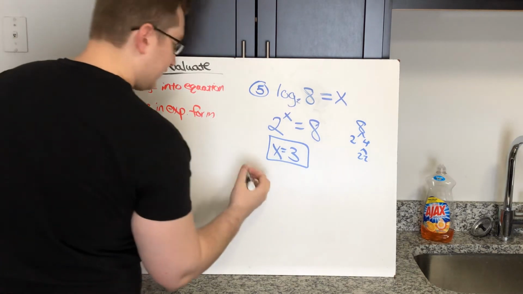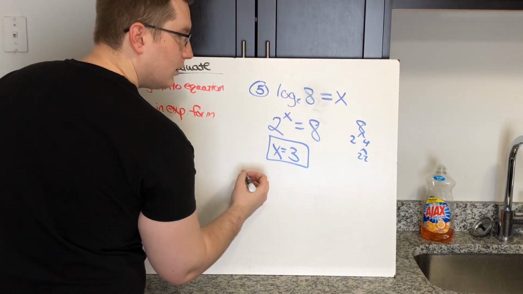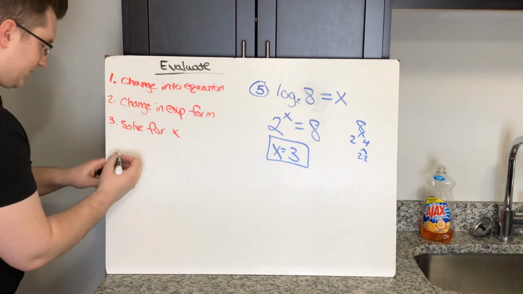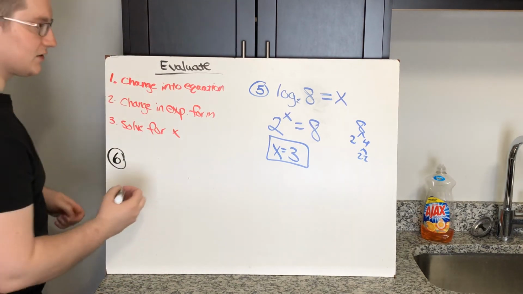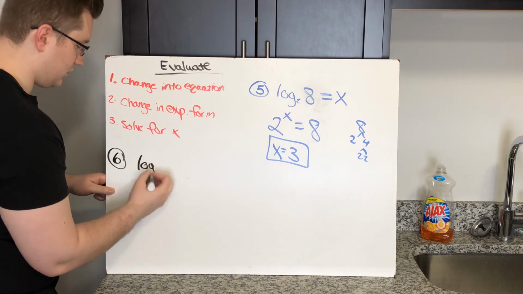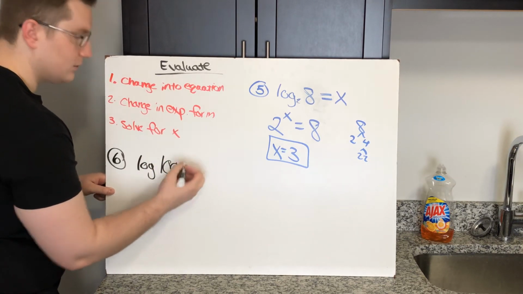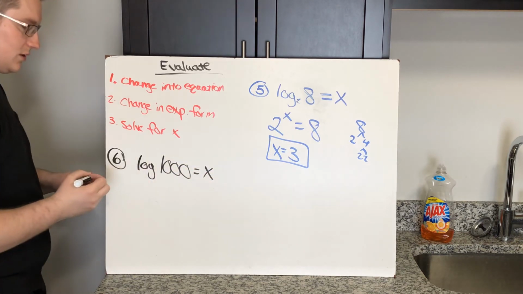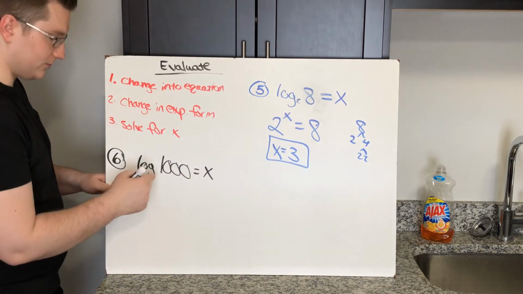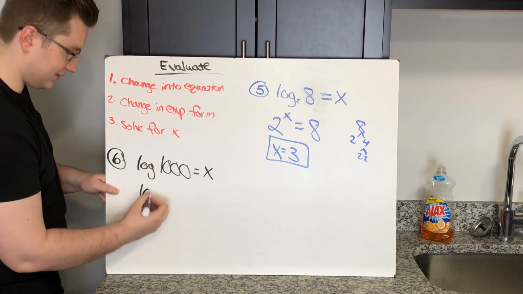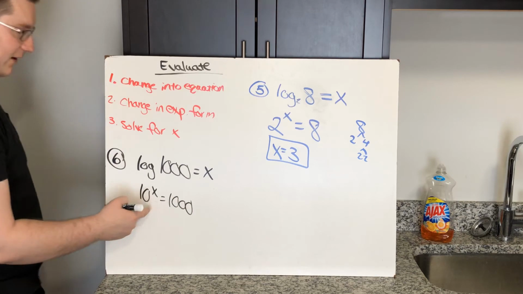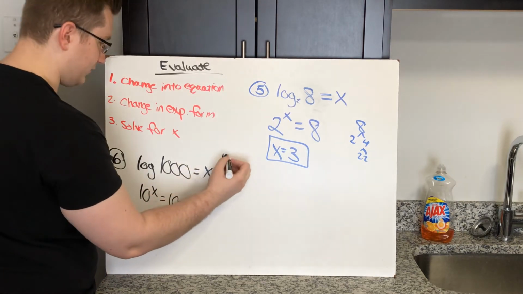And then finally, no, this is just number 6. I'm going to do number 6 here. Number 6, I have log 1000. I'm going to set it equal to x first. I'm going to change this to exponential form. Since there's no base, I assume that the base is 10. 10 raised to the x equals 1000. I got to find what x is.